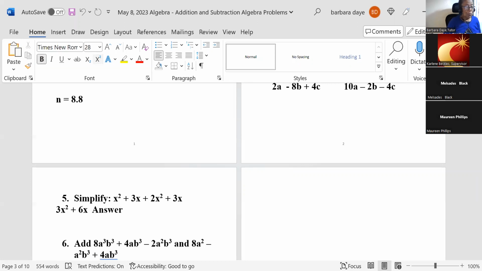Yeah, you just add the like terms. x to the second, x to the second: 2 plus 1 is 3. 3x, 3x, add the coefficients. 3 and 3 is 6. All right. Okay. Questions?